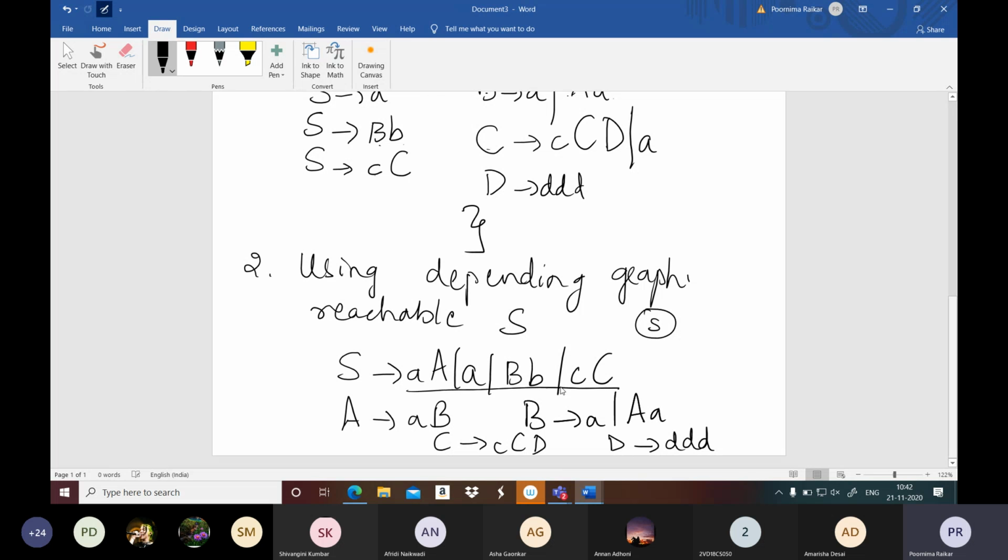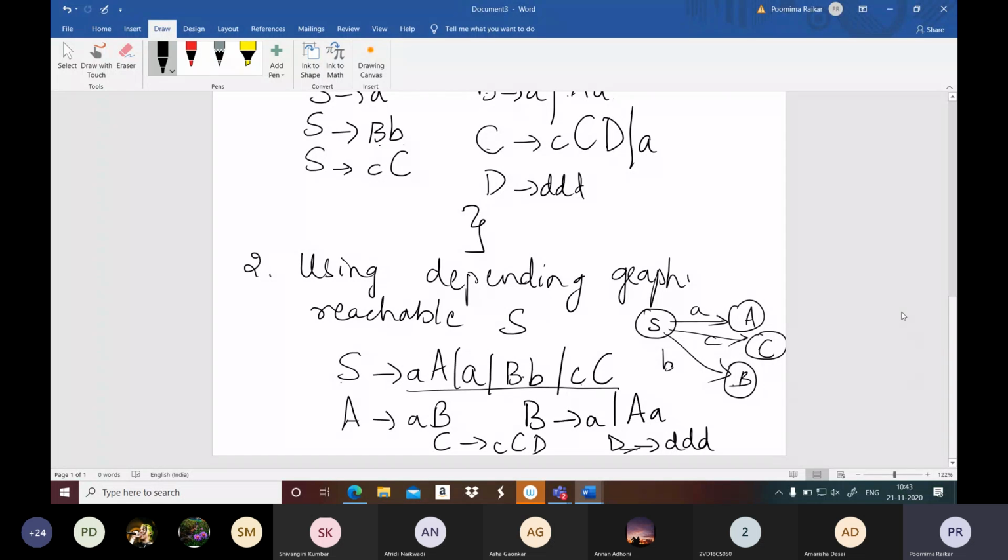See here, with this we can easily see S is reachable to A. That means from S I can reach A. From S you can also reach B, because from S there is a rule defined for B. Then you can easily reach C, because small c is there, and this capital C I can substitute with A, so I get a terminal string. So from S you can reach A, C, B, but you cannot reach D.